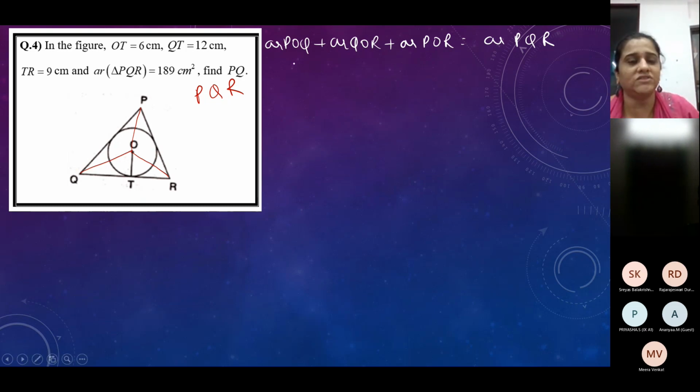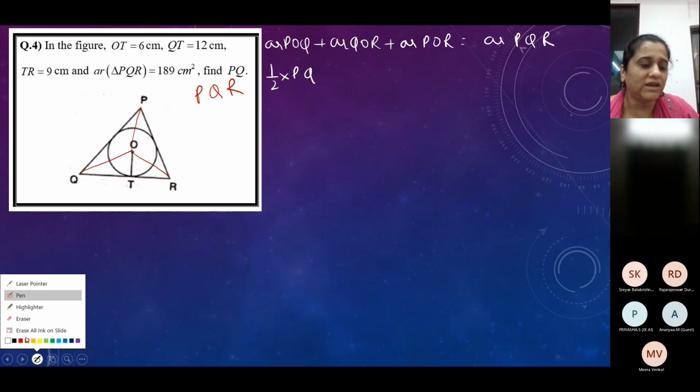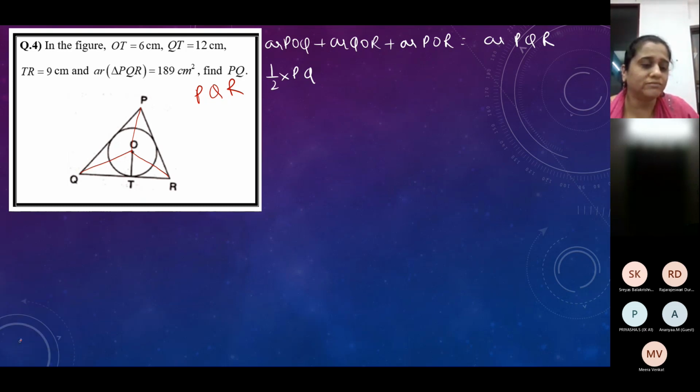Now let's find the areas of these 3 triangles. POQ is half base into height, half into base PQ into height. Now construct the altitudes. We know that this is the point of contact. Through the point of contact, if you join O, that's a radius, so it will be perpendicular to the tangent. You can see that the 3 sides of the triangle are tangential to the circle. PQ, QR, and PR are all tangents to the circle.